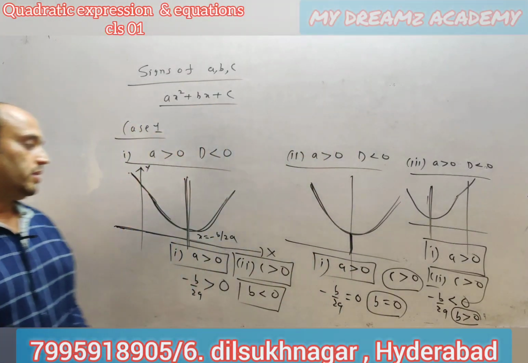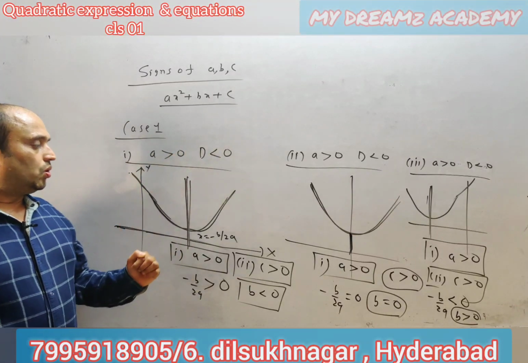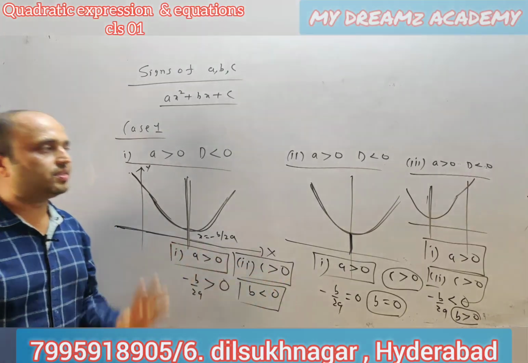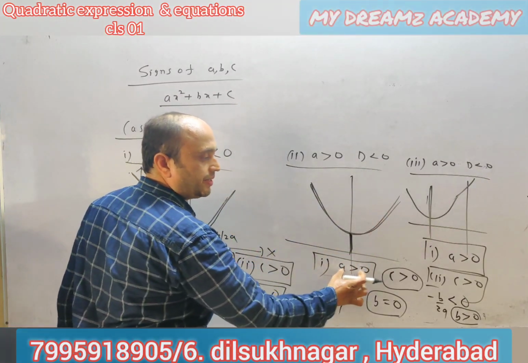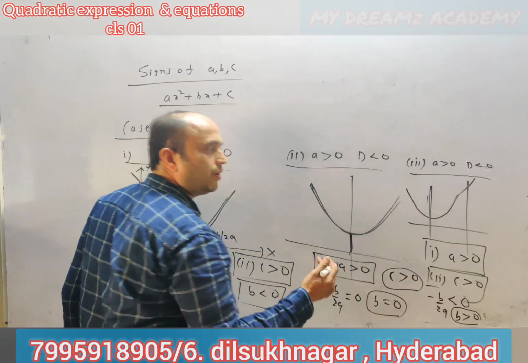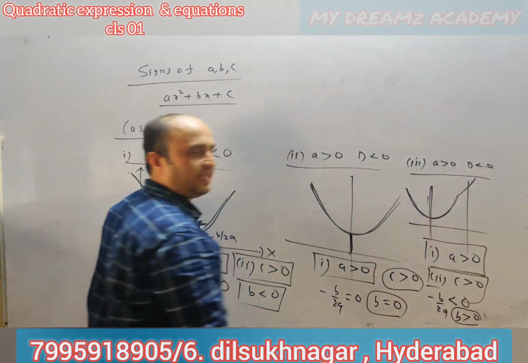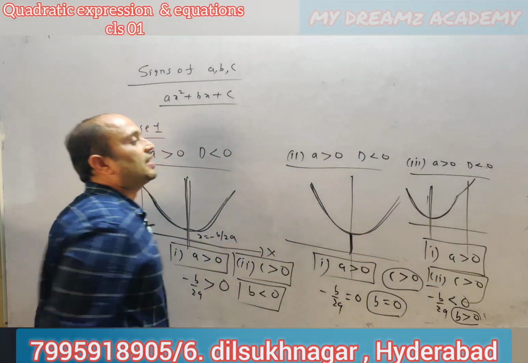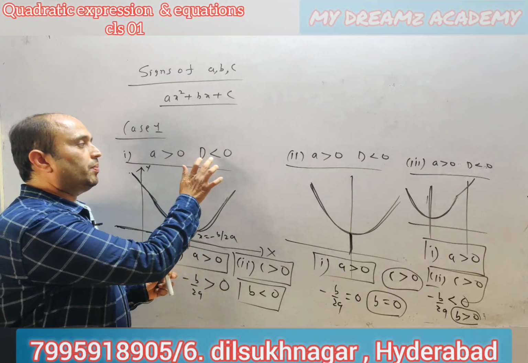These are the signs. First case: a greater than 0, discriminant less than 0, c greater than 0, b less than 0. Same curve lies on the y-axis: a greater than 0, c greater than 0, b equal to 0. Same curve lies in the second quadrant: a greater than 0, c greater than 0, b greater than 0. These are the different cases.